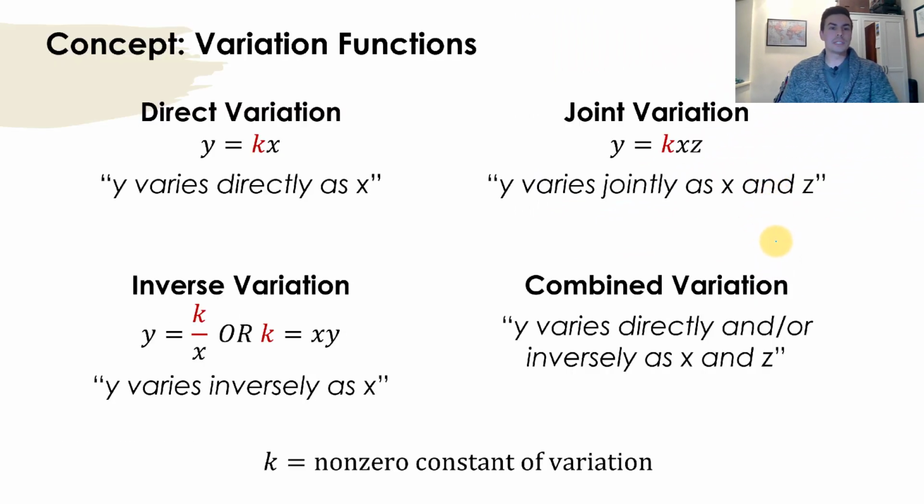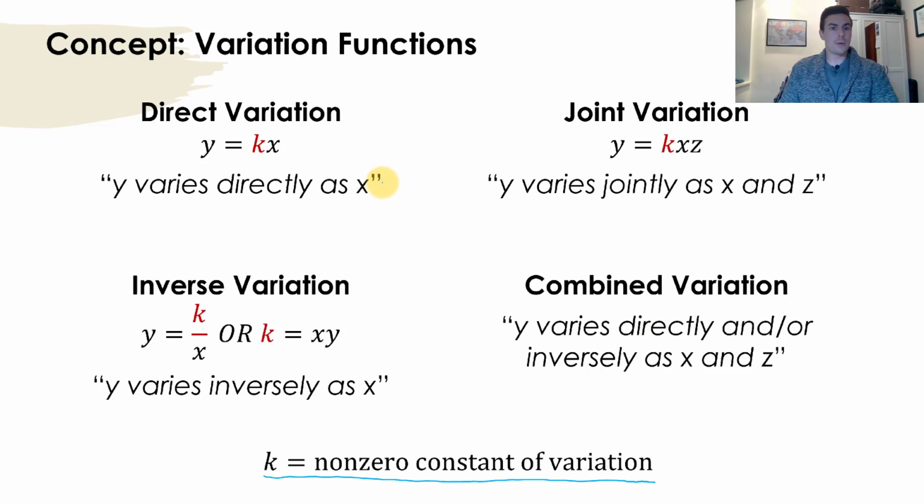Okay, there are these four types of variation functions that we're going to look at today. We have direct variation, joint variation, inverse variation, and combined variation. Now, all of these have at most, in this lesson, three variables and then one constant. You see down here, k is going to be a non-zero constant of variation. That is what we call k.